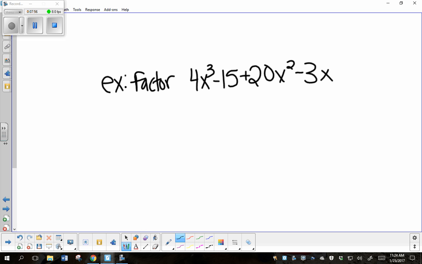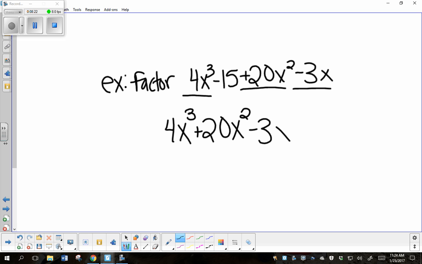What you want to do in general, and this almost always works, is write it in descending order when you're looking at the powers of x. The highest power of x I have is 4x to the 3, so that is going to stay first. Then I'm going to put the 20x squared. Then work our way down. We'll do the minus 3x. And then finally the minus 15. So all we did so far was rewrite this with descending powers of x. This almost always works to make factoring by grouping work, if you're trying to make that work.